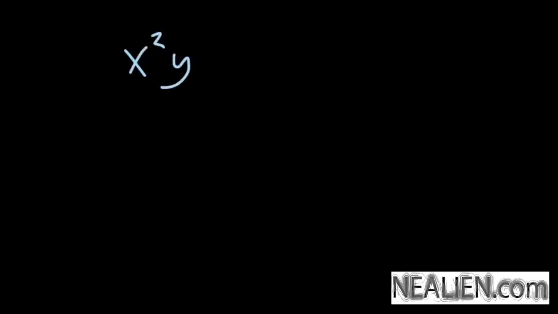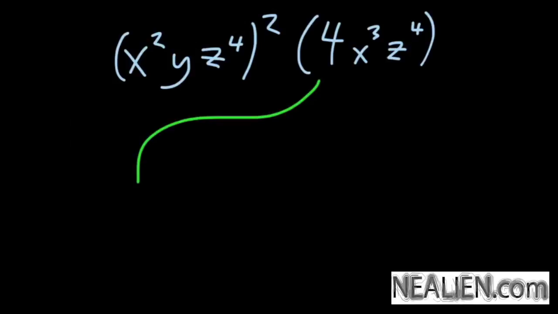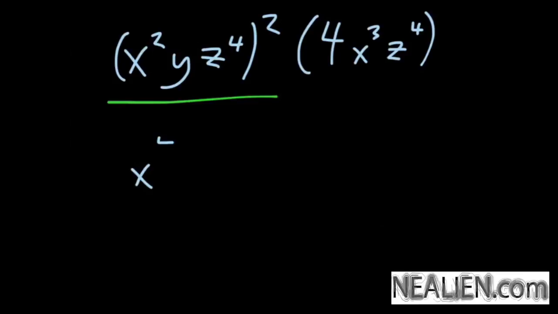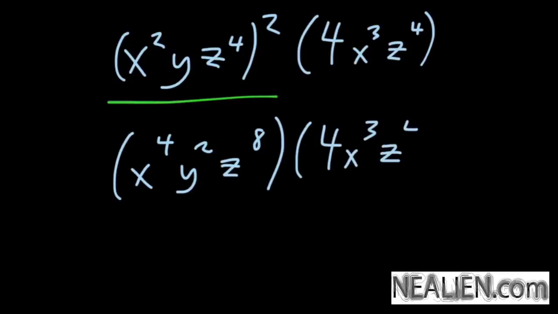Here's a more complicated expression. Let's start with the term on the left, because that has an exponent outside the parentheses and the term on the right doesn't. So I'm going to just start working left to right. We're going to apply that exponent on the outside of the parentheses to every term on the inside. So let's start by squaring x squared. We get 2 times 2, so x to the 4th. Y squared is y squared. Z to the 4th squared is z to the 8th, because we multiply the exponents. We still have the piece on the right, so I just write it to the side.